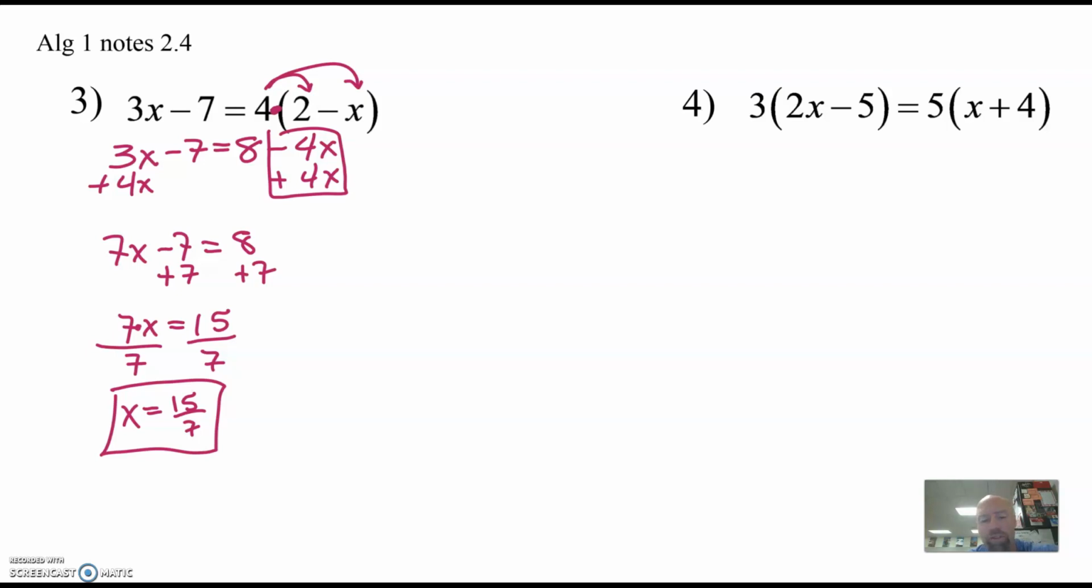Some of you are like, Mr. Bear, I need to get a calculator out and figure out what that is. You're wasting time. I don't care what the crazy old decimal is that you're going to come up with for that. All right, so let's move on to number 4.